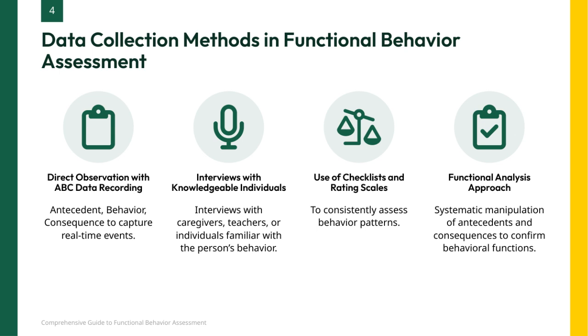We also use checklists and rating scales. These tools help us consistently assess behavior patterns over time, making it easier to track changes and identify trends. Finally, the functional analysis approach involves systematically manipulating antecedents and consequences to confirm the function of the behavior. This method allows us to directly test hypotheses about why a behavior occurs, which is essential for developing effective interventions. Each of these methods contributes to a thorough and comprehensive assessment process.